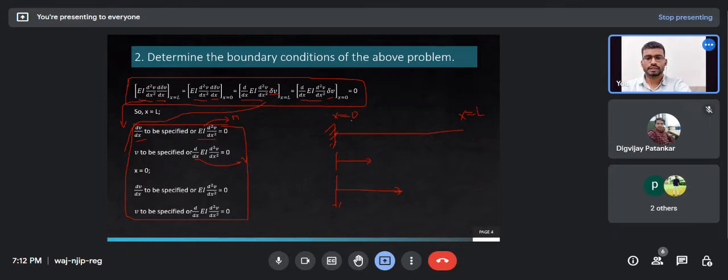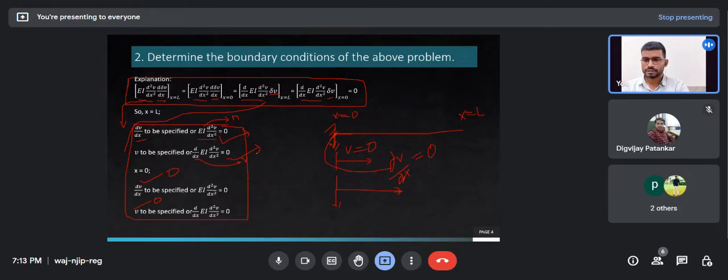So here we know that at x is equal to 0, the deflection, that is v, will be equal to 0, and the slope will also be 0 because this is a fixed support. So dv by dx should also be equal to 0 at x is equal to 0, right? But at x is equal to L, we know this quantity won't be equal to 0, so this term should be equal to 0, right?